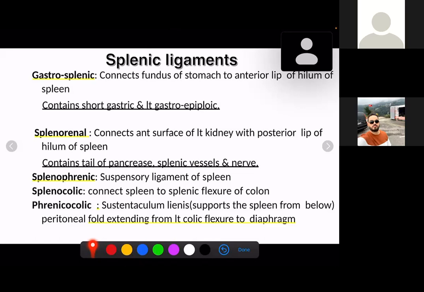Splenophrenic is a suspensory ligament of the spleen from the diaphragm, and splenocolic connects the spleen to the splenic flexure of the colon. And the phrenicocolic, which is called the sustentaculum lienis, is a peritoneal fold extending from the left colic flexure to the diaphragm, supporting the spleen.